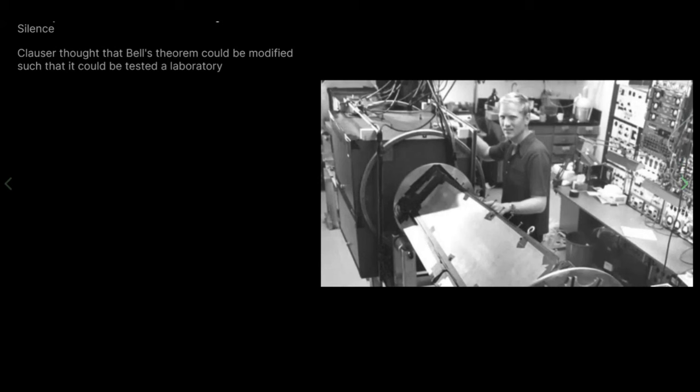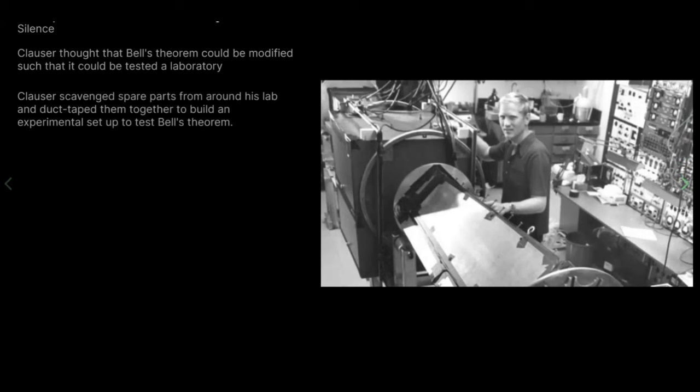At that time, John was a PhD student, and he finished his PhD without pursuing this further. He worked on it from time to time as a pet project, until he became a postdoc, and his faculty sponsor allowed him to spend some of his time pursuing this project to set up an experimental test to evaluate Bell's theorem. He scavenged some parts from the lab he was working in and duct taped them together to set up the first experimental test of Bell's theorem.